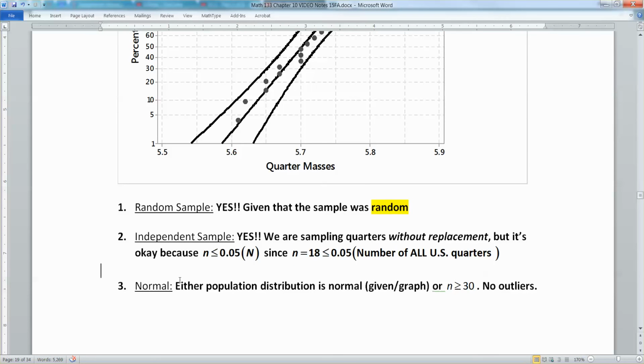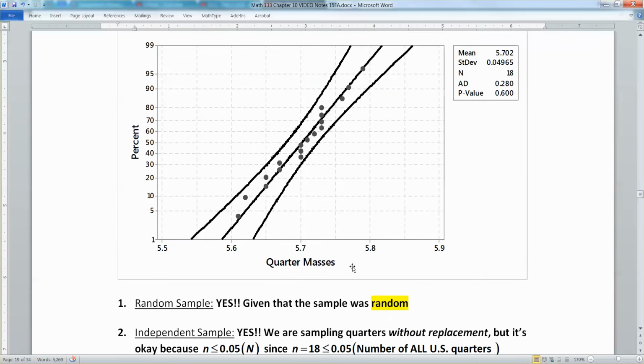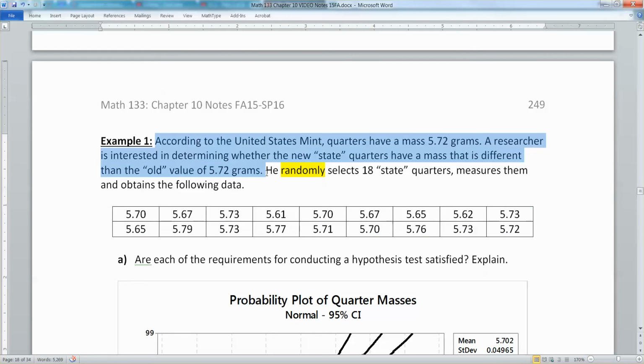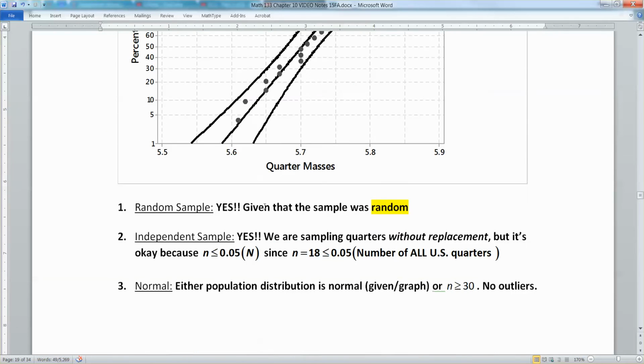All right, now are the data normal? Is the distribution normal? Well, it has to be given to us or in a graph, or we need n to be greater than 30. Well, we definitely don't have greater than 30. That's out, right? Because we only have 18 here. And it doesn't say anywhere up here that the distribution is normal, right? So we need, given is out, n greater than 30 is out, and that leaves us a graph.